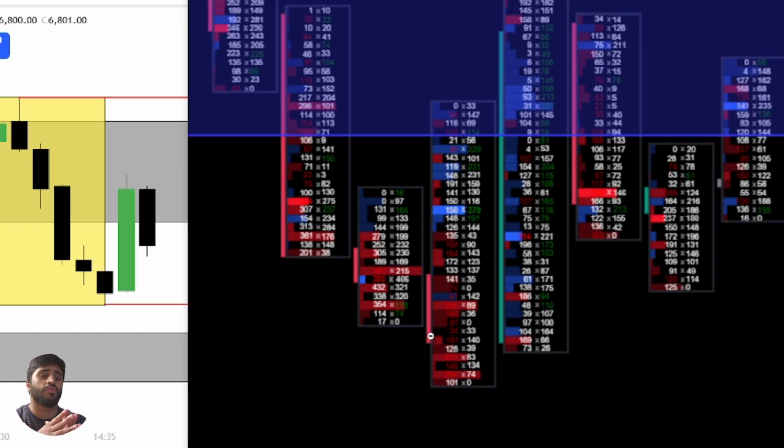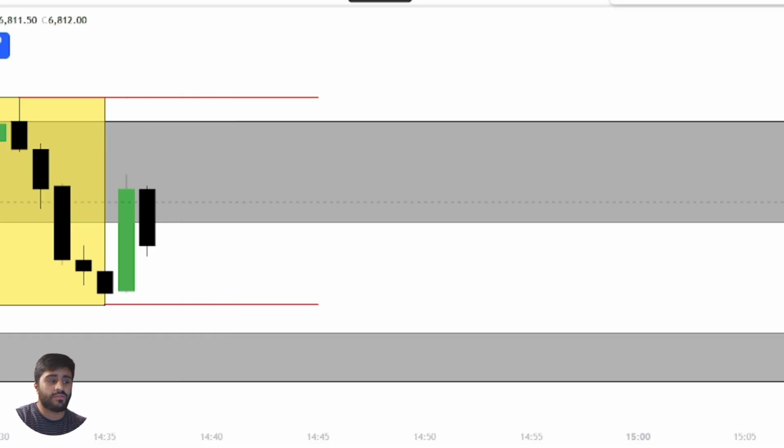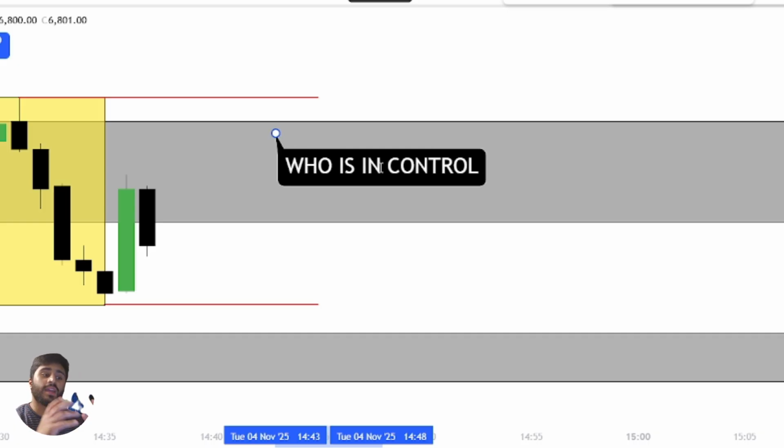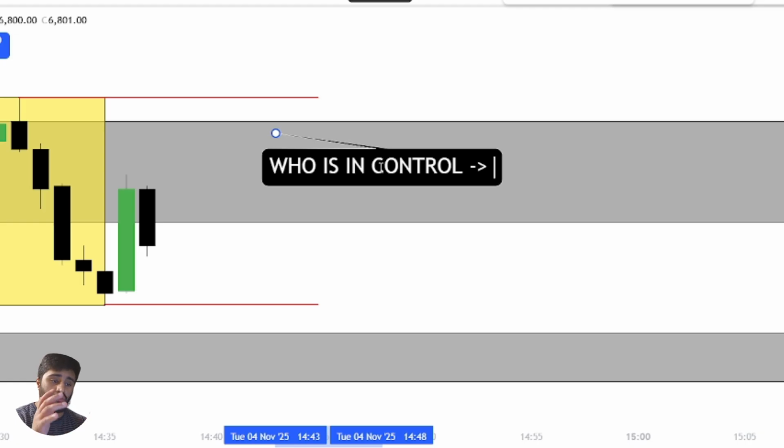Now, how do you make sure you're on the right side of that break? If we're going to break bullish, how do you know? The way we want to break bullish is by seeing buyers in control. This is the mindset shift I want everyone to go through. What you want to focus on as an opening range breakout trader is, instead of thinking which direction do I want to trade, you want to see who is in control. Is it buyers or is it sellers?